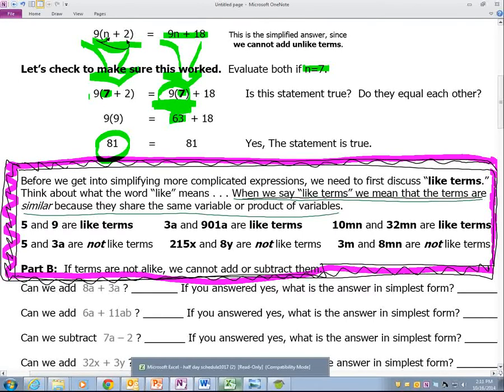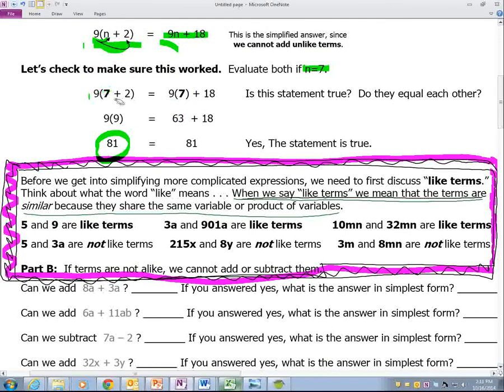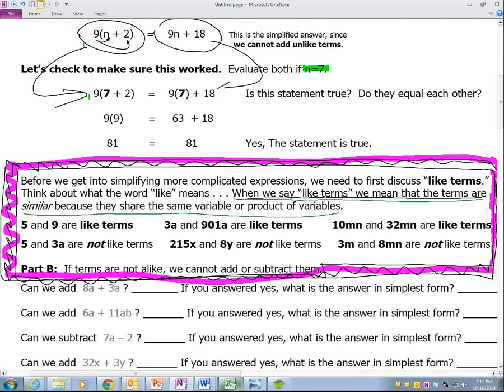So we have it 2 ways. We have it before we distributed. We have it after we distributed. So all we're doing right now is just taking this and plugging it in. So we have 9 times 9, which is 81. And we have 63 plus 18, which is 81. So that means, yes, the statement is true, and we have distributed properly.